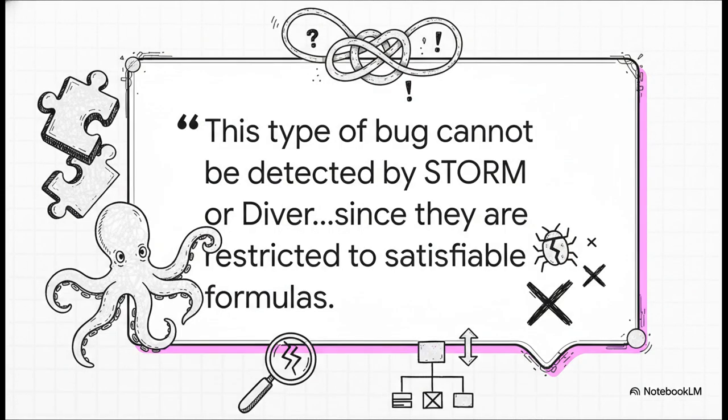And get this, one of the most critical bugs found in the CVC5 solver could only be triggered by one of those impossible, unsolvable puzzles we just talked about. This is the perfect proof of Octopus's unique power. It found a bug that the old methods were structurally incapable of ever finding.